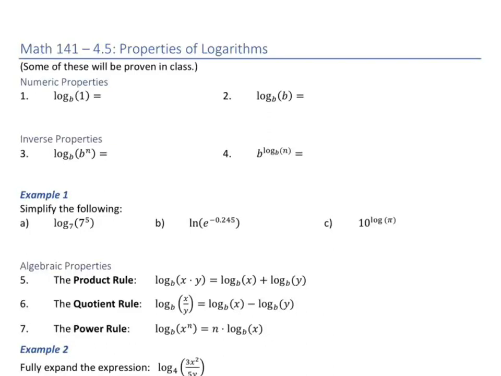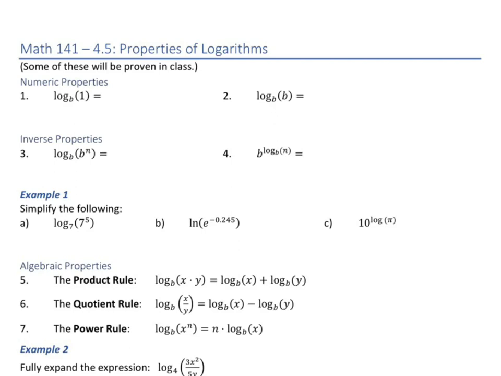Section 4.5 looks at several properties and rules of logarithms that we should be really comfortable with as we work through these. So first one, let's take a look at some numeric properties. We did a few of these in class already, but it's good to summarize them. So the first one is log base b of 1 equals what?